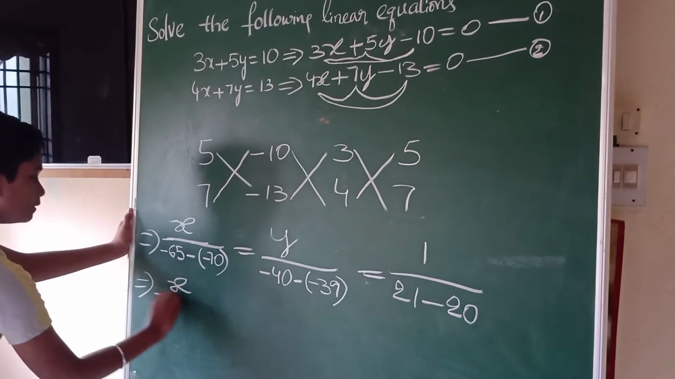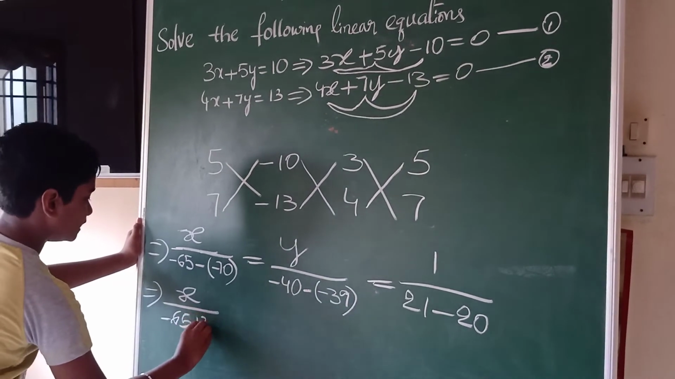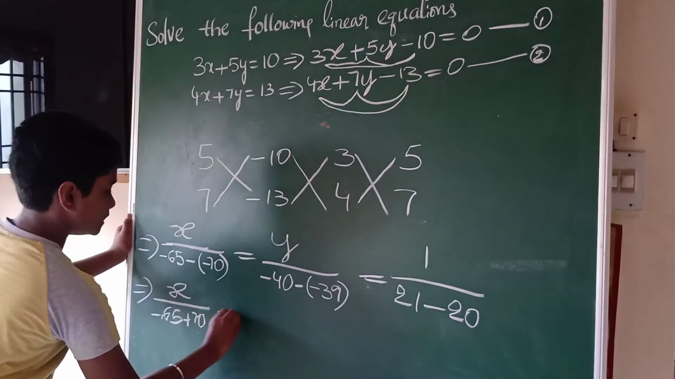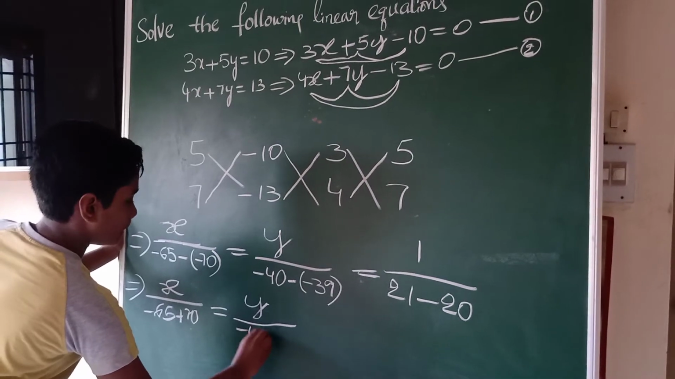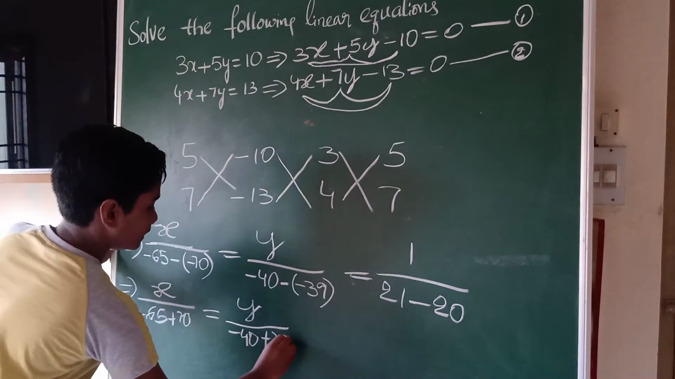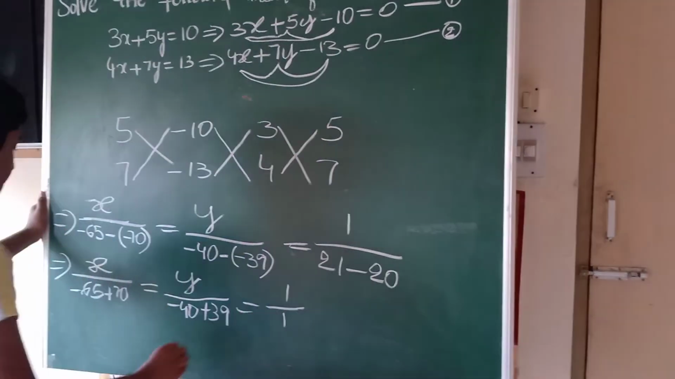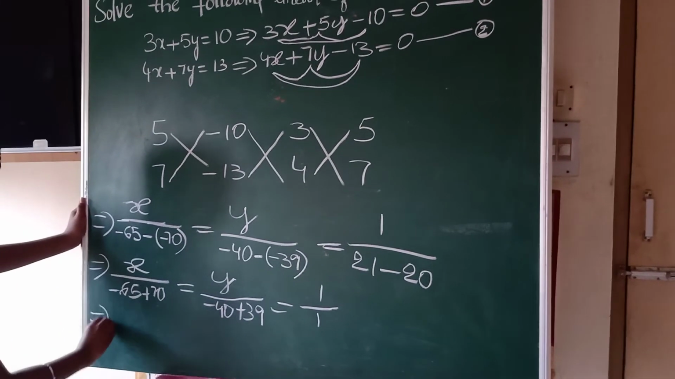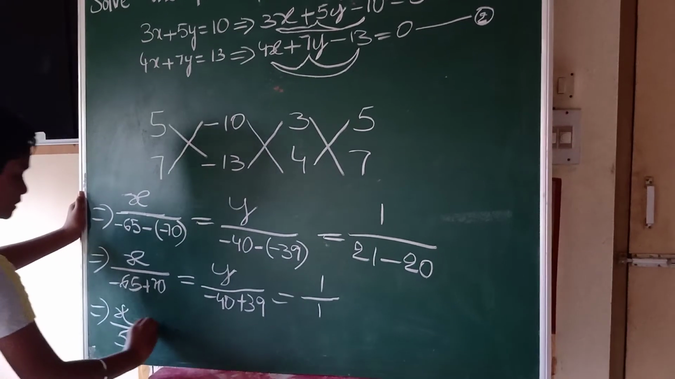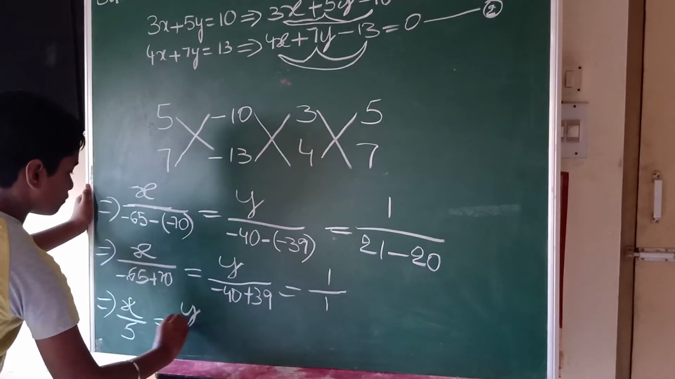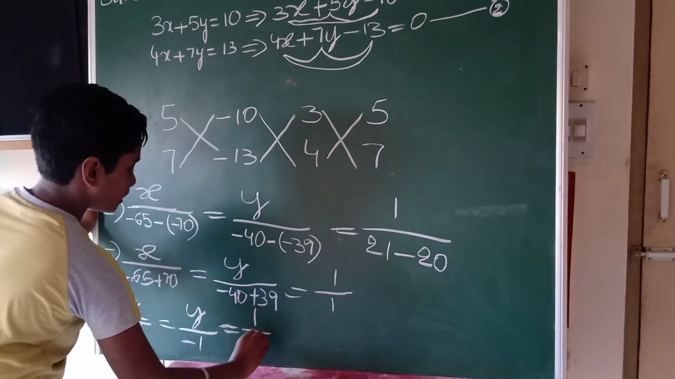Implies x by minus 65 plus 70 is equals to y by minus 40 plus 39 is equals to 1 by 1, which implies x by 5 is equals to y by minus 1 is equals to 1 by 1.